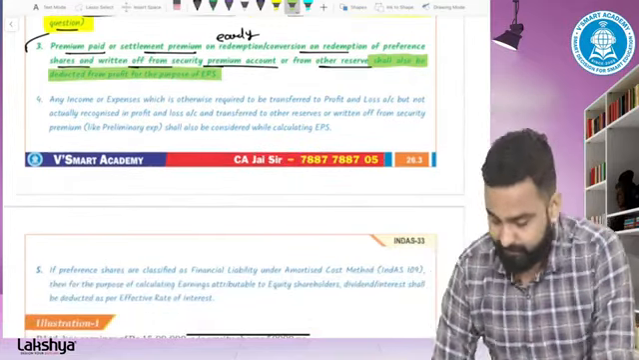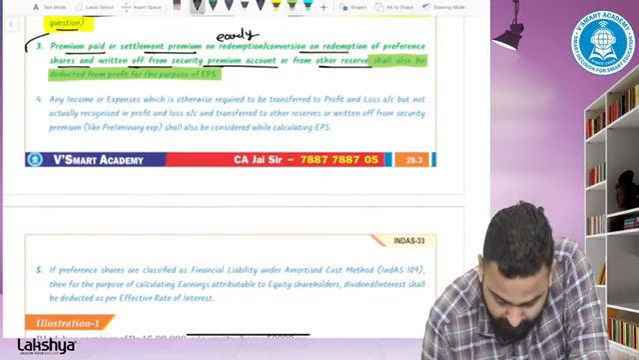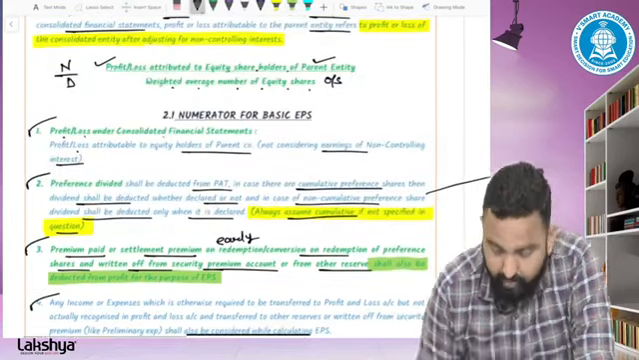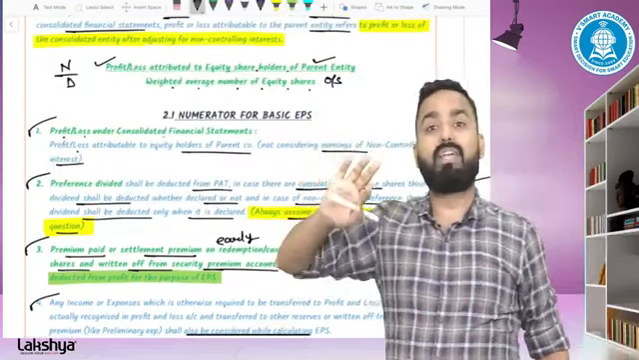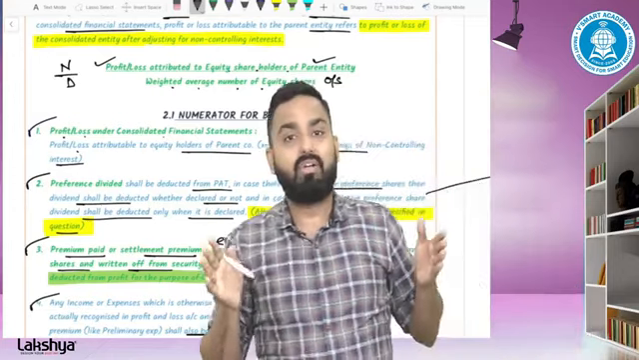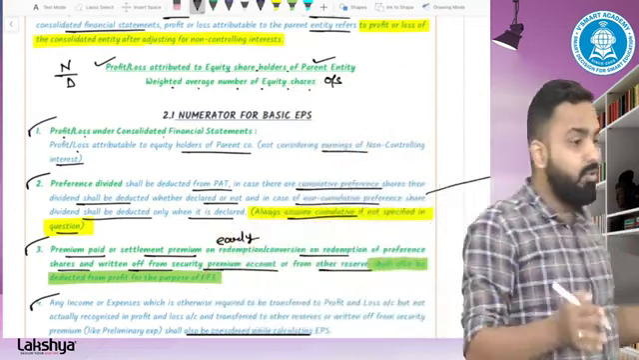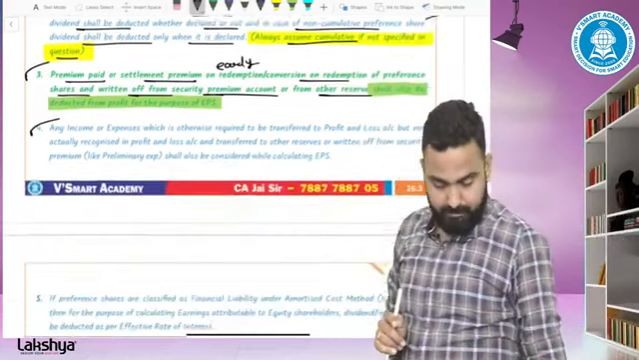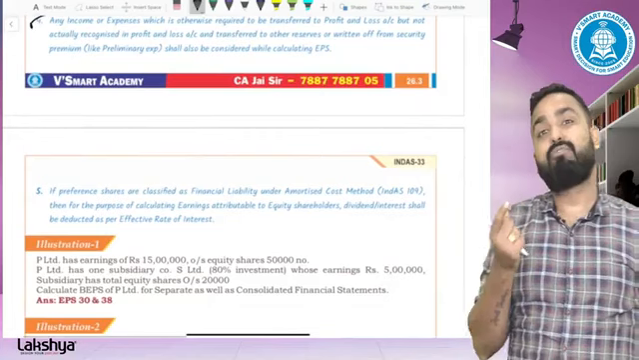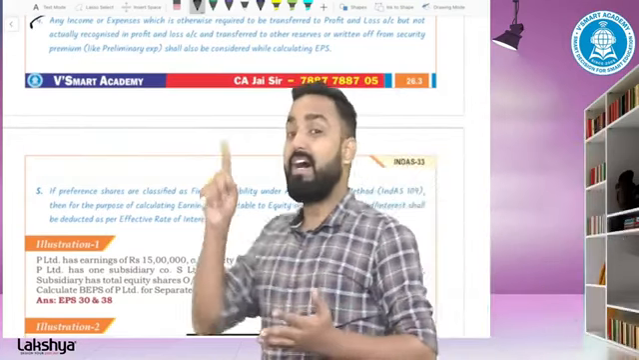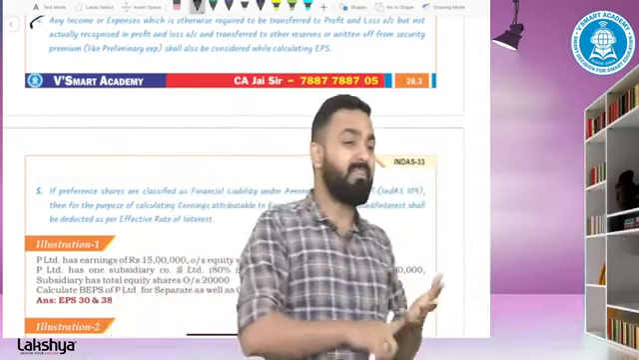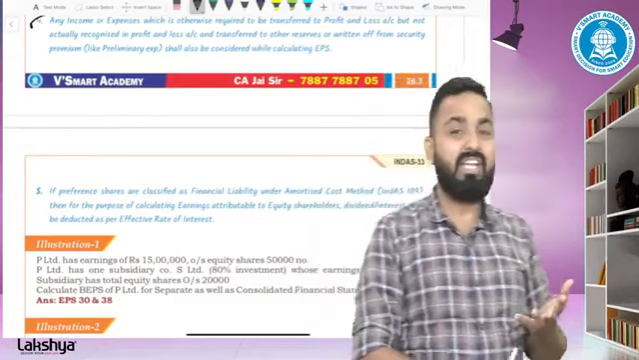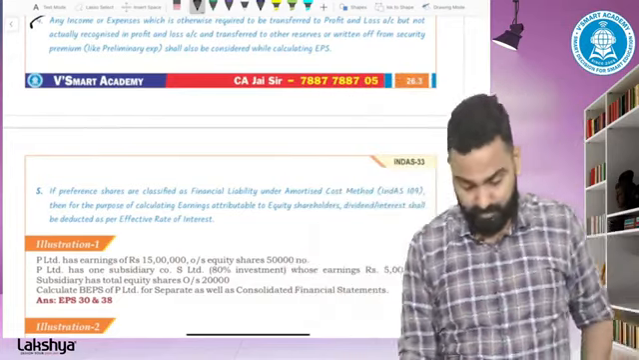Okay, the fourth one. Okay guys, currently we are at the numerator. What we are understanding right now is how to calculate the numerator portion for the purpose of EPS. The numerator portion is the profit. The profit must be after tax, after preference dividend, after writing off premium if any.